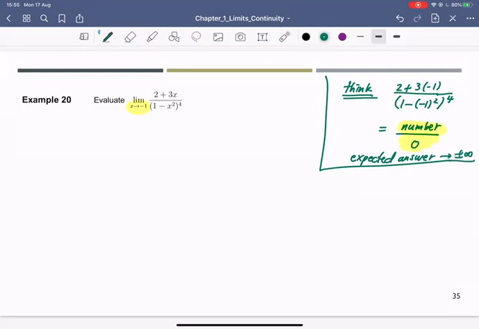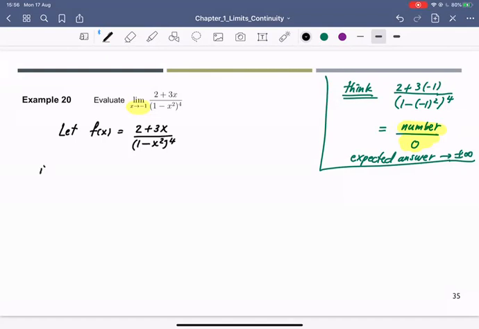This is your expected answer. But you cannot just say, hey, I think the answer is going to be plus infinity, and then answer it. This is not acceptable. So the thing that we're going to do is show your work by using the previous theorem. So this is what we should do. We're going to let f(x) be (2 plus 3x) over (1 minus x squared) to the 4th power. So this is your first example. I'm going to show your work fully.